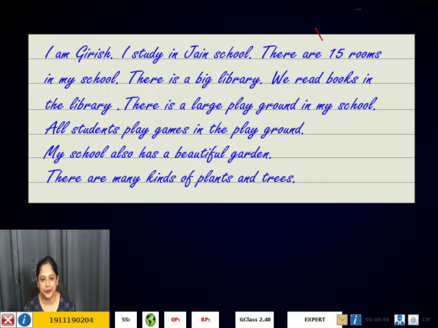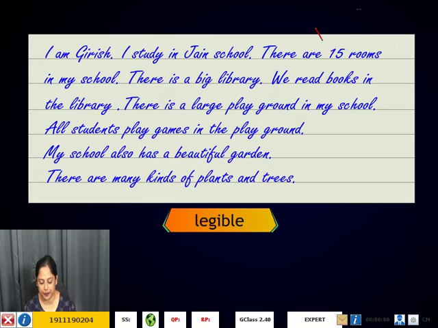Now let's see. I am Girish. I study in Jain school. There are 15 rooms in my school. There is a big library. We read books in the library. There is a large playground in my school. All students play games in the playground. My school also has a beautiful garden. There are many kinds of plants and trees here.